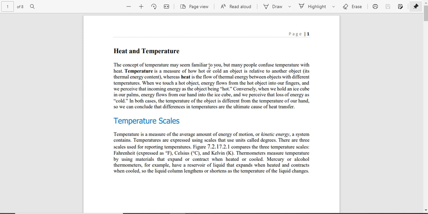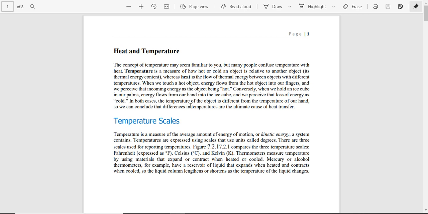So the concept of temperature may seem familiar to you, but many people confuse temperature with heat. Okay, the temperature is the measure of how hot or cold an object is relative to another object. It is what you call your thermal energy content, whereas heat is the flow of thermal energy between two objects with different temperature. When we touch a hot object, energy flows from the hot object to our cold fingers, and we receive the incoming energy of the object as being hot.